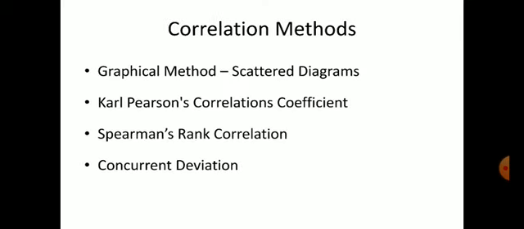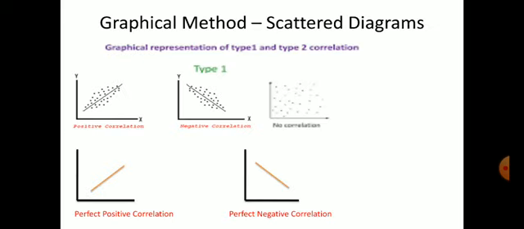Okay, the methods we will be discussing will be the graphical method using the scatter diagram, and Karl Pearson's correlation coefficient. There is one more method, Spearman's rank correlation and concurrent deviation. This video will be covering only the first two parts. The third part will be covered in the subsequent video. Moving further, we'll be taking up the graphical method.